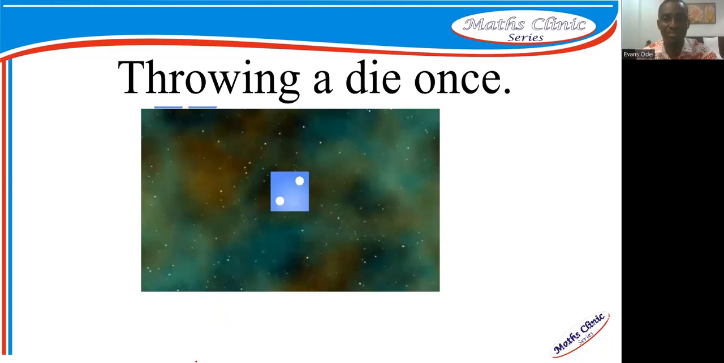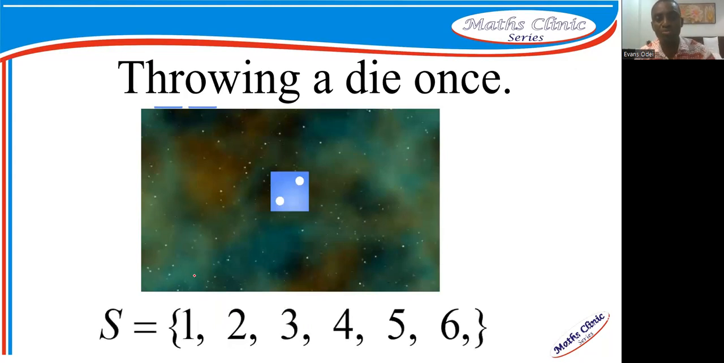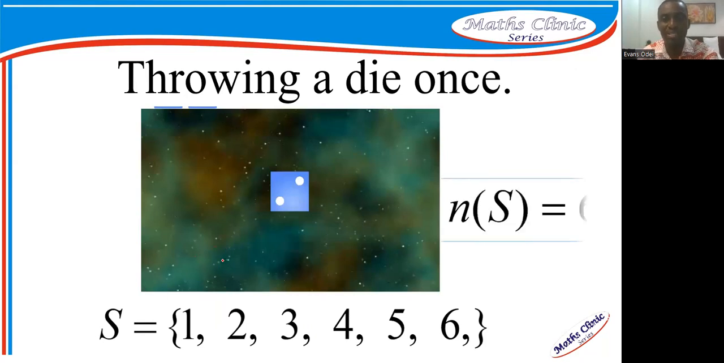What is a possible outcome? If you know you have your normal die, when you throw it once, what normally happens will be either 1, 2, 3, 4, 5, 6. These are the possible outcomes when you throw the die once, right? So we see the number of sample space is 6.